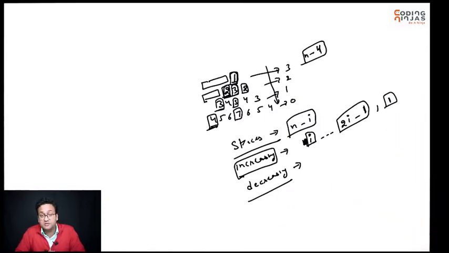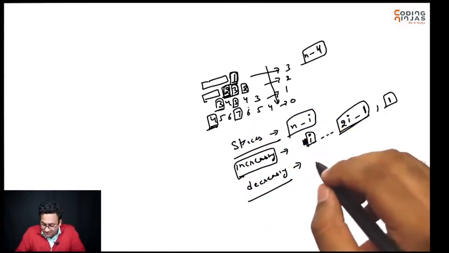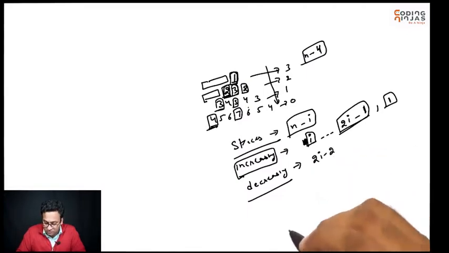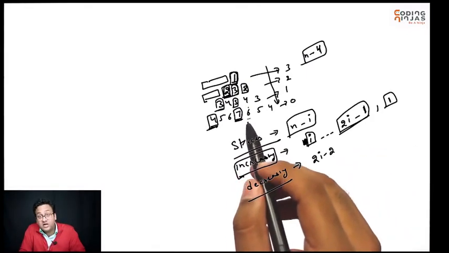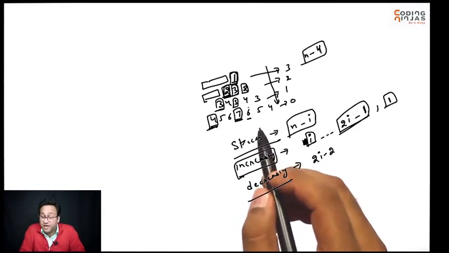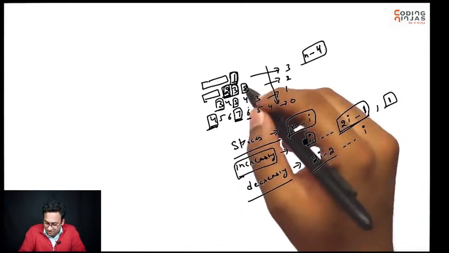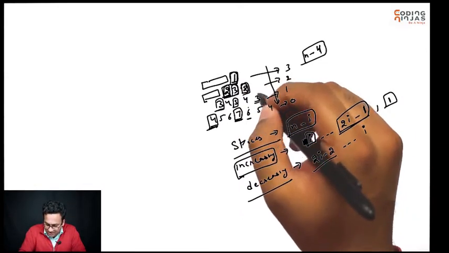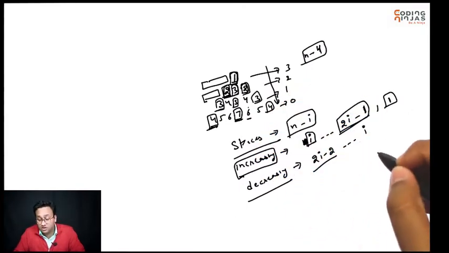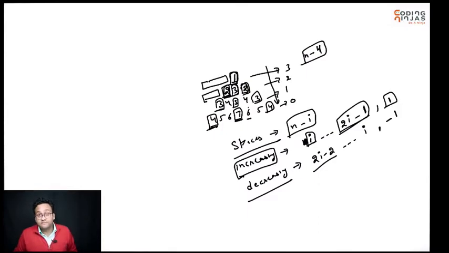What about the decreasing part? So the increasing part stopped at 2i minus 1, and the decreasing part starts from 2i minus 2, 1 less than the end of the increasing part. It goes till i. So this is ending at 2, this is ending at 3, this is ending at 4 and so on. And we have to decrement by 1. That's basically what this pattern is.